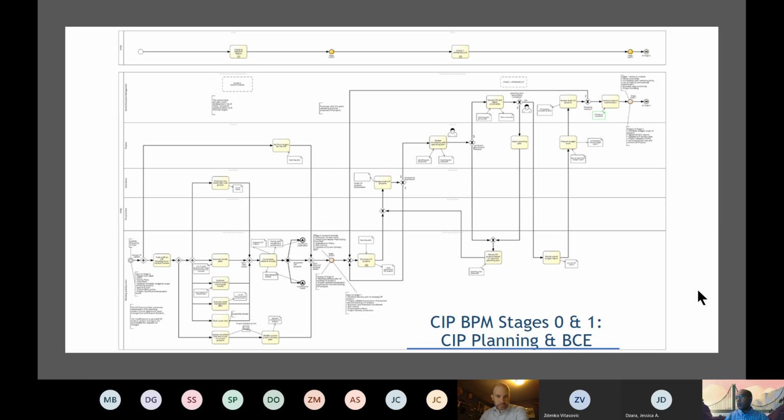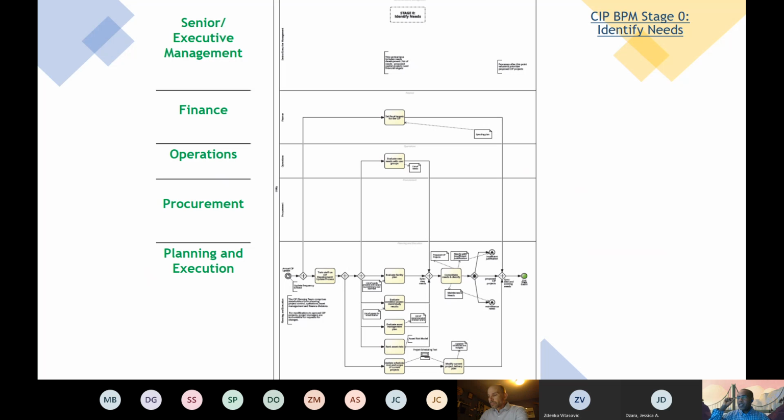Okay, if there is no question, I'll go to the next one. I'll go over a brief description of each stage of the 7 stages of the CIP delivery process. And the first stage, or stage 0 here, is the identify needs stage. And here I have also, for your ease, the name of each swim lane. And as you can see, it says annual CIP update.